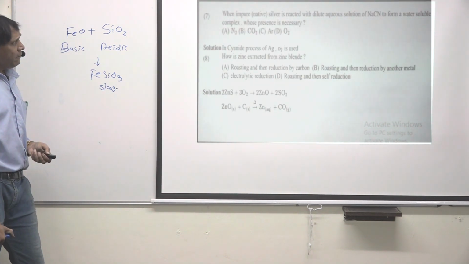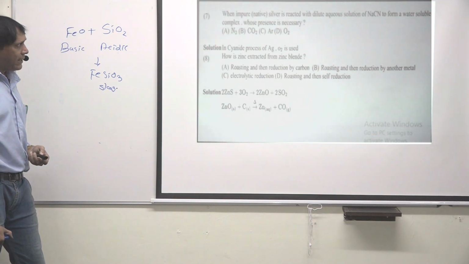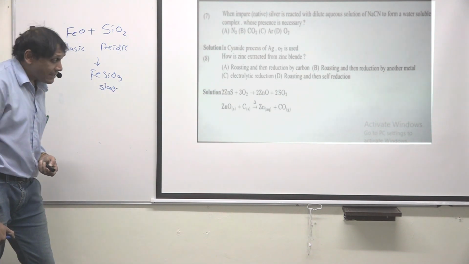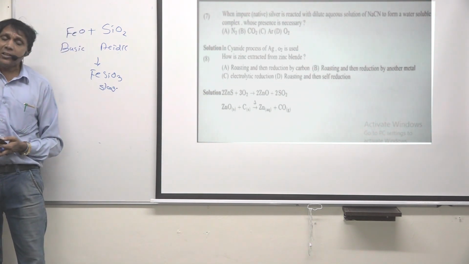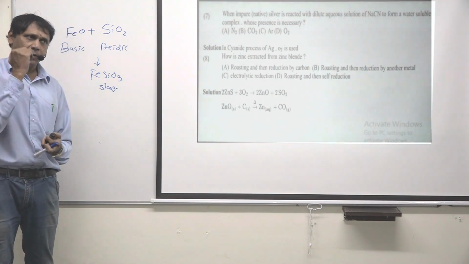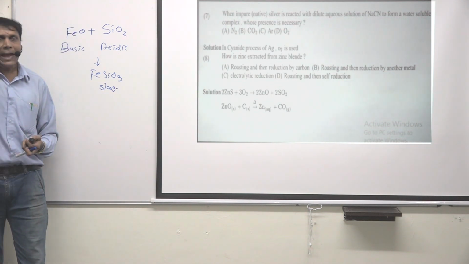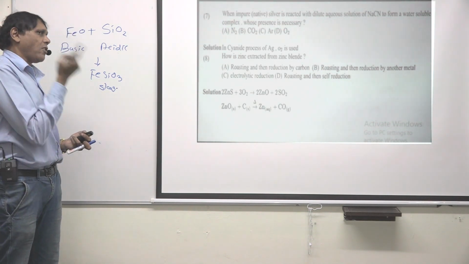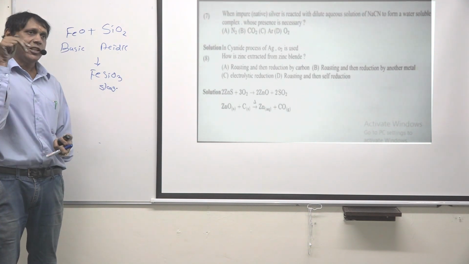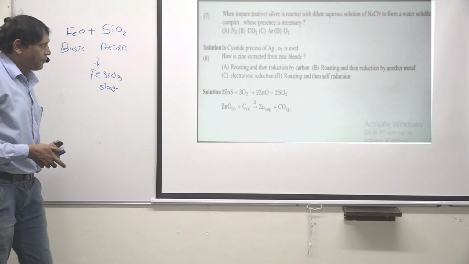Next MCQ: when impure silver native ore is reacted with a dilute aqueous solution of NaCN to form the water-soluble complex, whose presence is necessary? We know that in the leaching process, in the first step, we make compounds of gold and silver with cyanide, meaning sodium cyanide and potassium cyanide, in the presence of air or oxygen. So in the first step, oxygen is required. In the second step, zinc is required as a reducing agent. So in our case, the answer is oxygen, the cyanide process.